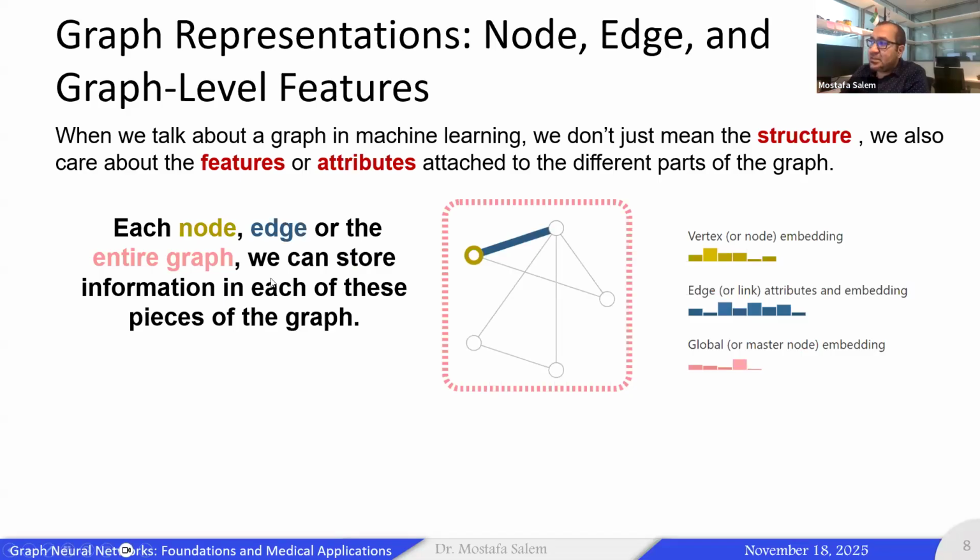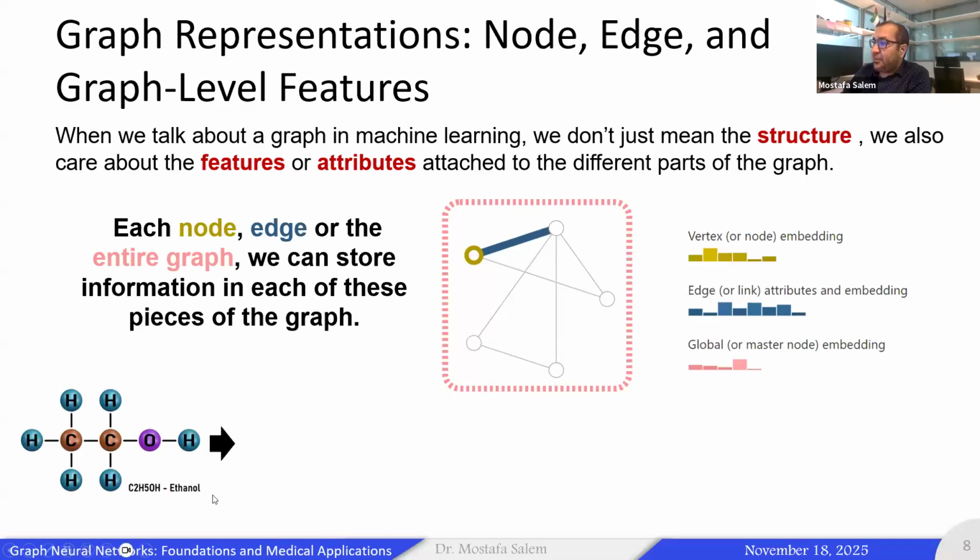For nodes, we will have something called node features. For edges, we can have something called edge features. And for the whole graph, we can have a feature representing the whole graph. So now we will deal with what's called node embedding, edge embedding, or the whole entire graph embedding.